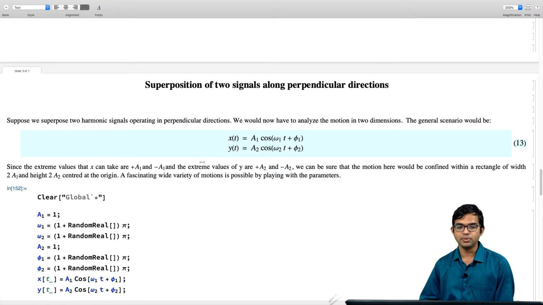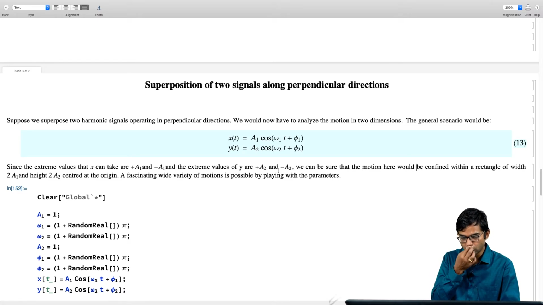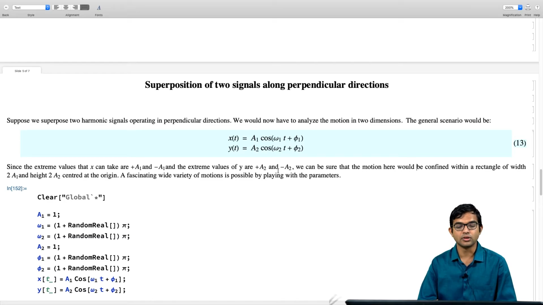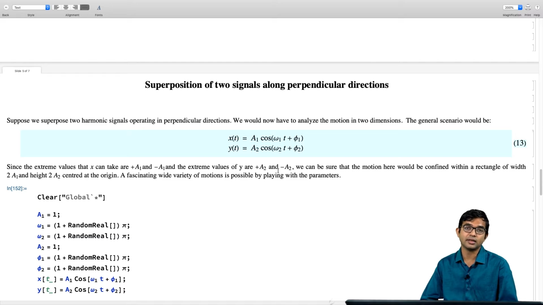One thing that we can immediately say is, of course, all motion must be confined to a rectangle. This rectangle will have dimensions 2a1 by 2a2, right? Along the x-axis, your maximum and minimum values are a1 and minus a1. Along the y-axis, maximum and minimum values are plus a2 and minus a2. So there is no question of your signal going outside of this rectangle, but the question here is, how much of your rectangle can get covered? Will the whole rectangle be covered, or only some part of the rectangle? Is there some order inside here?